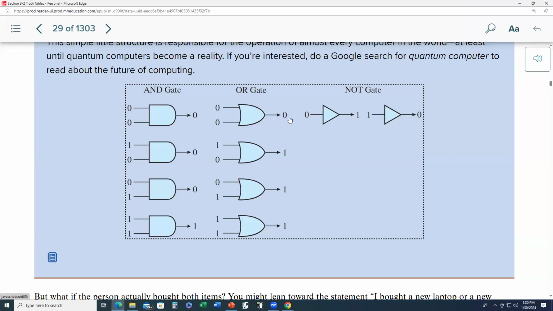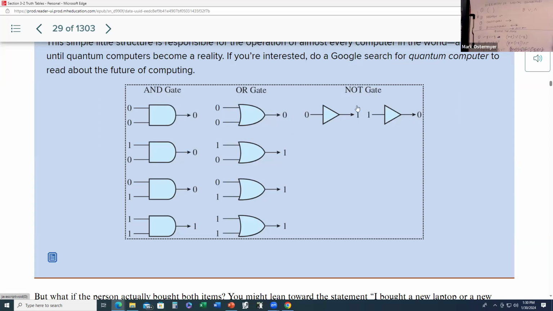And you have an OR gate, which is a union. In order for a union or an OR gate to be false, or to be in a low voltage state, both voltage states have to be low. If at least one of the input states is high, then the output of the OR gate will be a high voltage state.